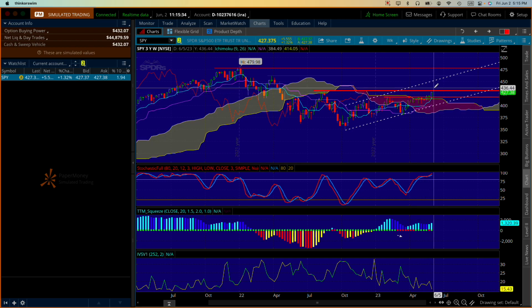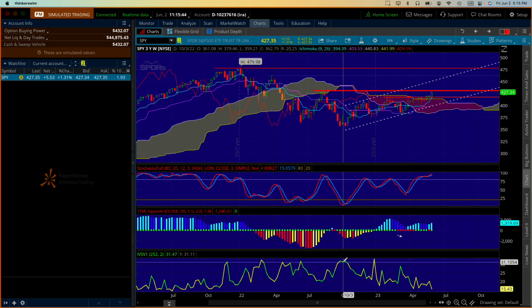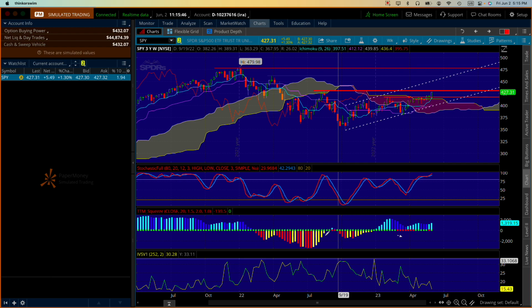If it breaks right through it, that means it will go test the high of my channel, perhaps these lines here. Okay, that's essentially just to keep an eye on what is happening. I don't know what the future holds. I just look at it and I say, this looks strong. This looks like it's going to break to new highs.